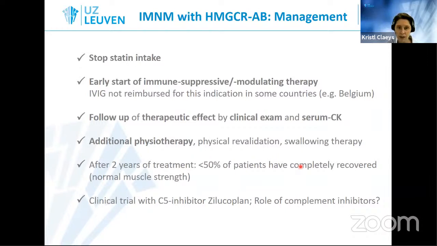Now, important to know is that after 2 years of treatment, less than 50% of patients have completely recovered, meaning with completely recovered, having a normal muscle strength. So this is, I think, quite low, meaning that it's really a severe disease. And for the future, what might be interesting is that there has been a clinical trial with the C5 complement inhibitor, zilucoplan, so there could be a potential role in the future for complement inhibitors in the treatment.